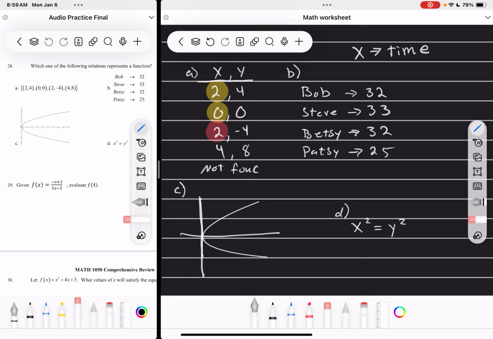For B, think of this one as age. Now, even though our Y is repeated, Bob, Steve, Betsy, and Patsy aren't. You could have 2 people named Bob, but the person who is Bob, there's not 2 copies of him. Even with twins, you have 2 separate people. So, Bob is 32 years old, right? Cool. Steve is 33, Betsy is 32, and Patsy is 25. Each person has 1 age. So this is a 1-to-1 relationship, so we're pretty good here. This is a function.